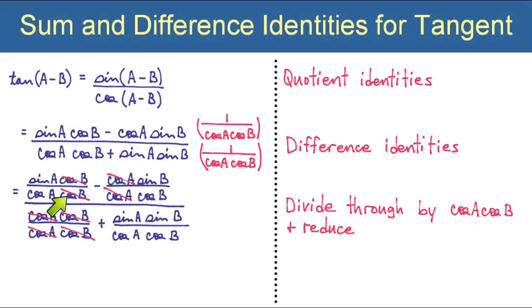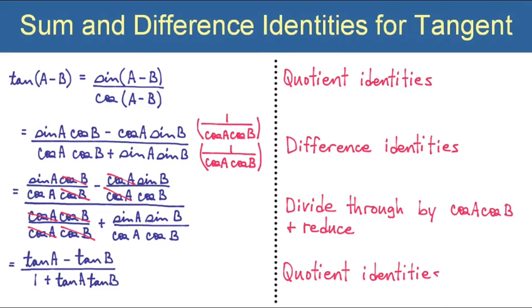The first fraction in the top reduces to tangent of A because it's sine over cosine. The second fraction in the top reduces to tangent of B. The first fraction in the bottom reduces to 1. And the second fraction in the bottom reduces to tangent A, tangent B. Alright, now there is the identity for tangent of A minus B.